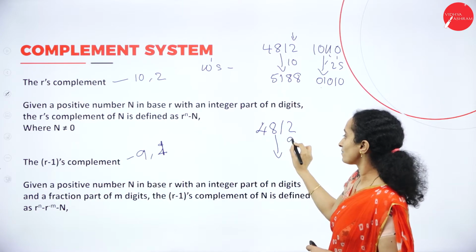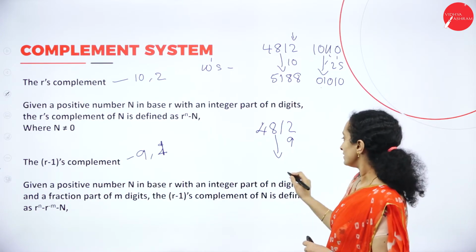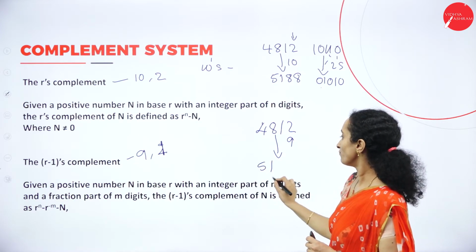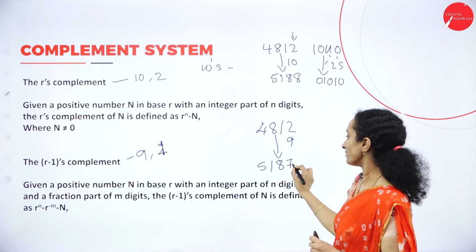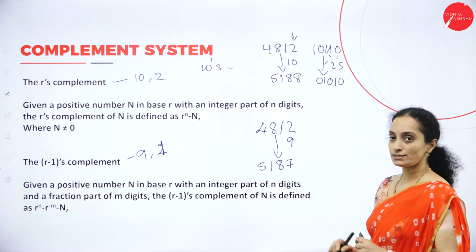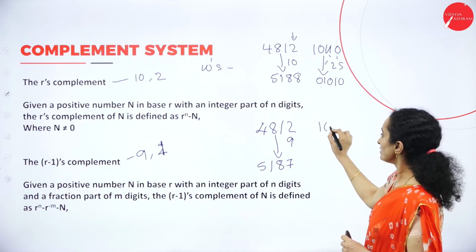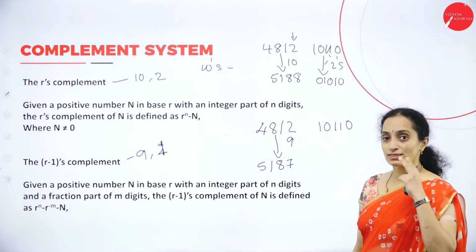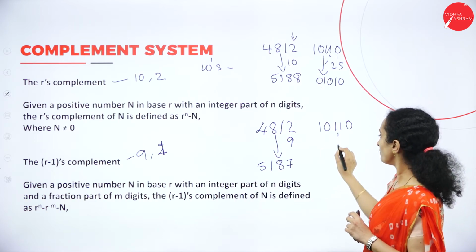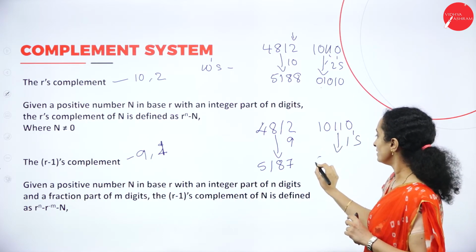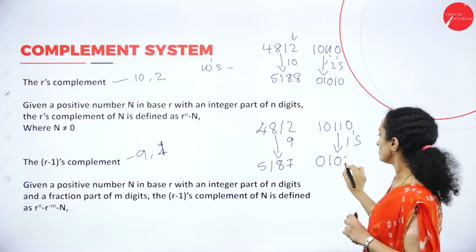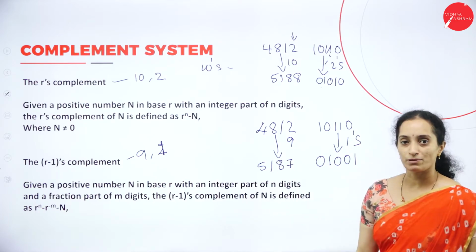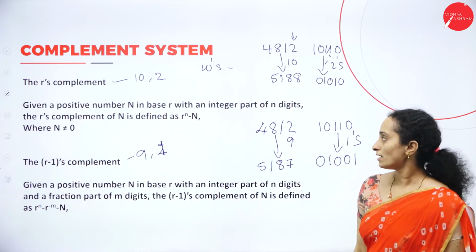How do you generate 9's complement? Subtract all the digits from 9. It will be 5, 1, 8, 7. Okay. In case of a binary number, the same 10110, you have to interchange all the ones and the zeros. This will be, the 1's complement will be 0, 1, 0, 0, 1. Okay. So, this is about the r's complement and the r minus 1's complement.